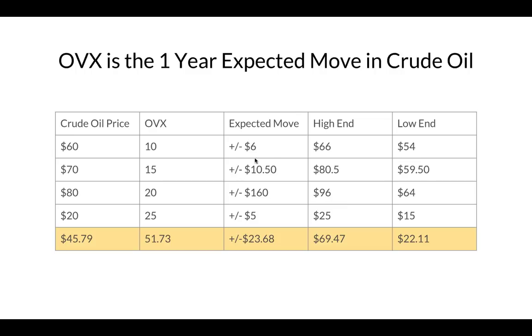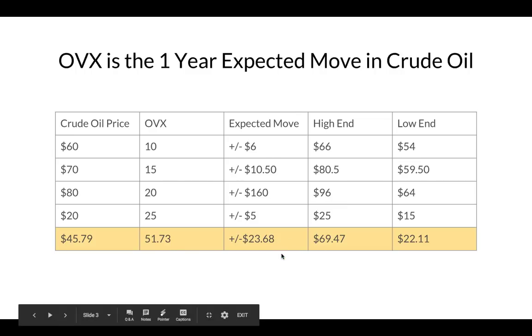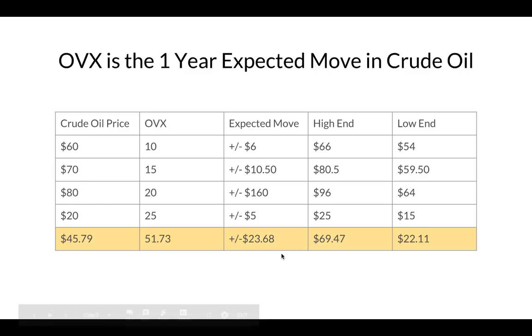Makes sense. If we look at the bottom row down here, on January 1st, 2019, and again, I'm shooting this video towards the end of that month, but on January 1st, 2019, we had a $45.79 crude oil price. We had an OVX, which is the quote-unquote VIX of crude oil, at 51.37, meaning for 2019, the crude oil market was predicting that it would close within 51.37% higher or 51.37% lower, giving the high end of the range $69.47 and the low end of the range $22.11.